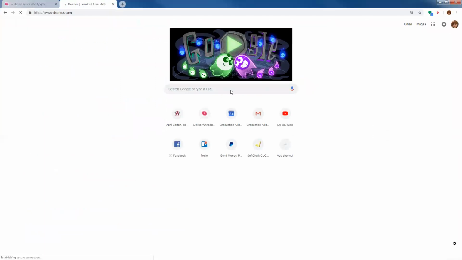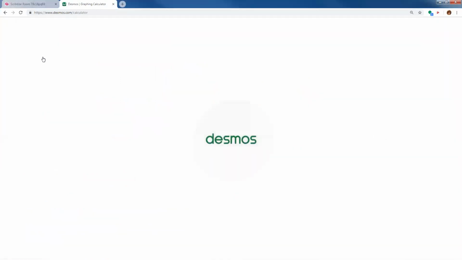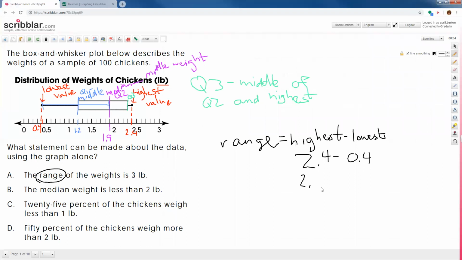So I'm going to bring up a calculator. Or if you can do this in your head, you could do the subtraction in your head, but you can just type it in. 2.4 minus 0.4 is 2, or 2.0. Yeah, same thing. That's not right. That is not right. So we can eliminate that answer.